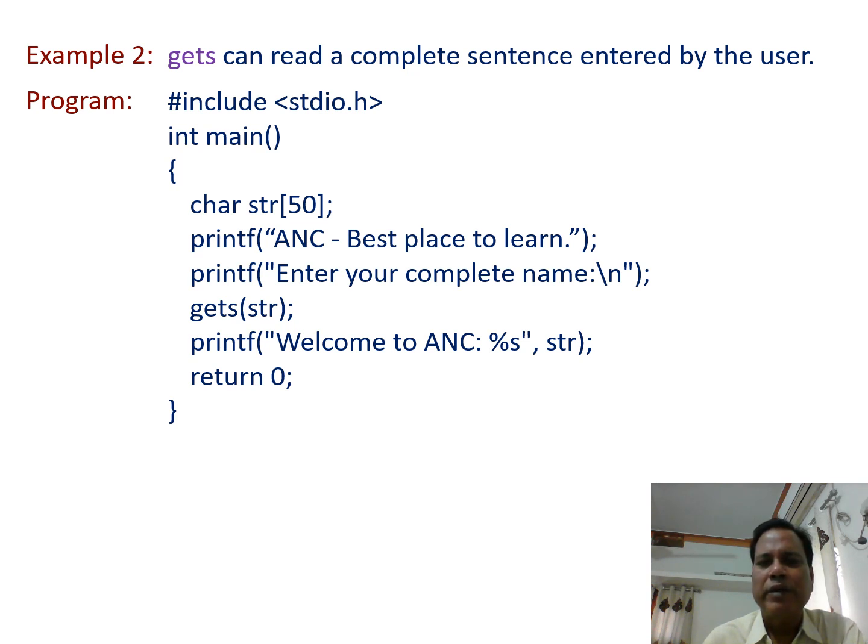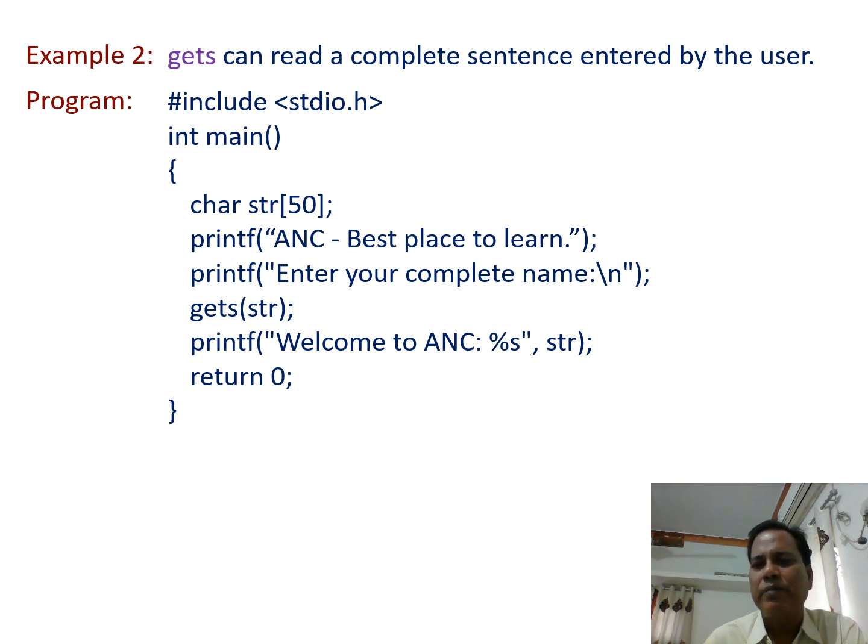The next statement is a printf statement. Using this printf statement, we print the character string included in the double quotation marks: ANC, the best place to learn. This is displayed on the output screen. Then using the next printf statement, "Enter your complete name:". This message is printed on the output screen, and by reading this we enter our name.